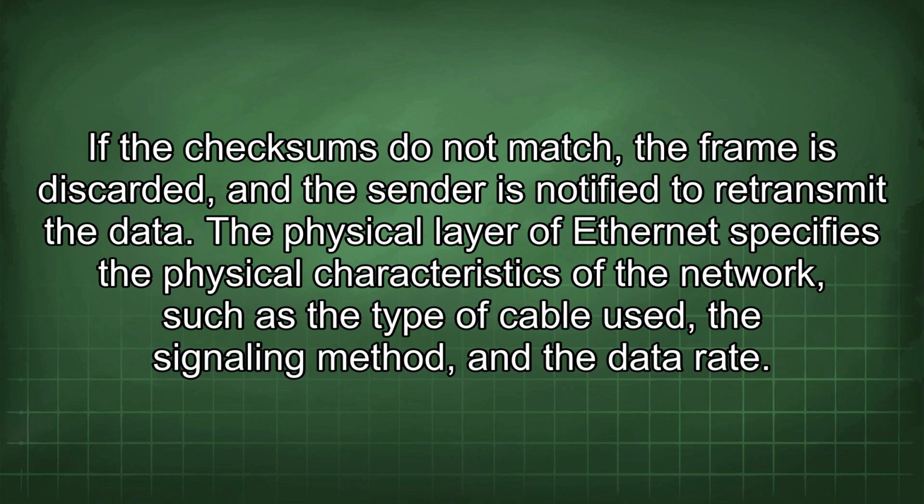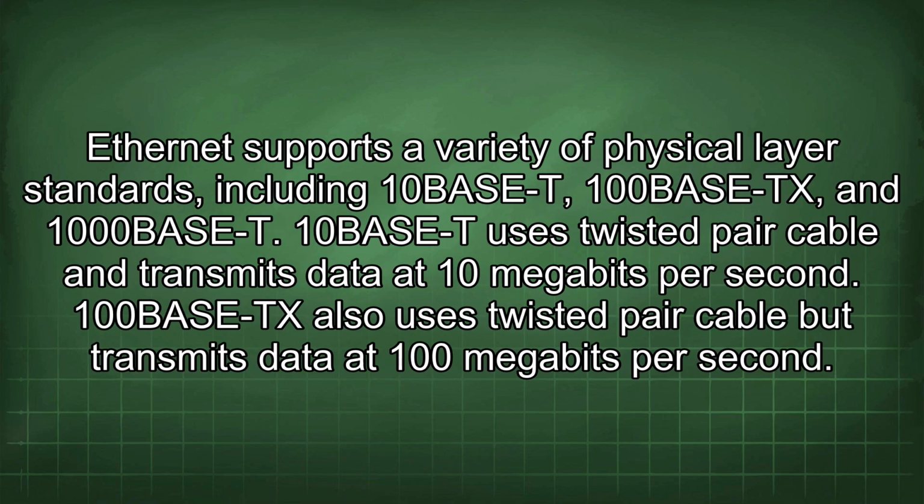The physical layer of Ethernet specifies the physical characteristics of the network, such as the type of cable used, the signaling method, and the data rate. Ethernet supports a variety of physical layer standards, including 10BASE-T, 100BASE-TX, and 1000BASE-T. 10BASE-T uses twisted pair cable and transmits data at 10 megabits per second. 100BASE-TX also uses twisted pair cable but transmits data at 100 megabits per second.